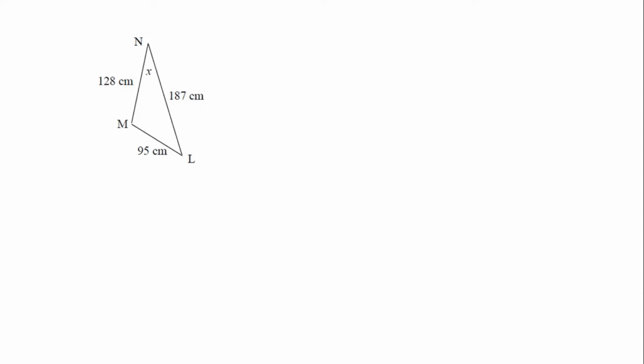Cosine law? Why is it cosine law? By the way, can we use SOHCAHTOA? No. Why not? Because you don't have a right angle triangle. Correct. Excellent. It's not a right angle triangle. It didn't say there was any right angles in there, so we can't use SOHCAHTOA. So we either have sine law or cosine law.